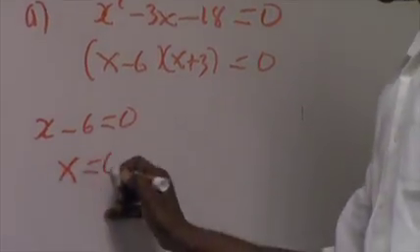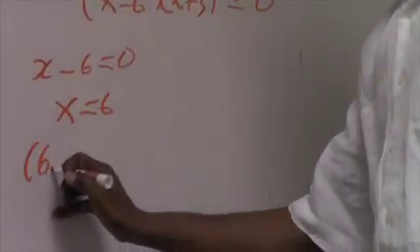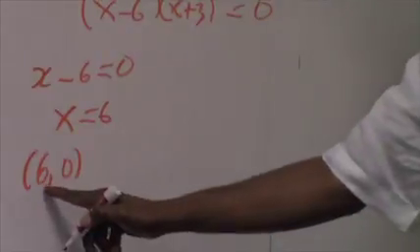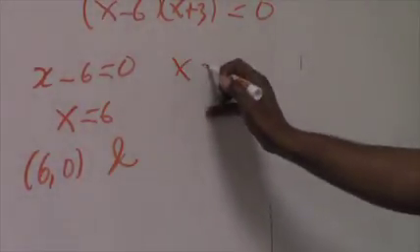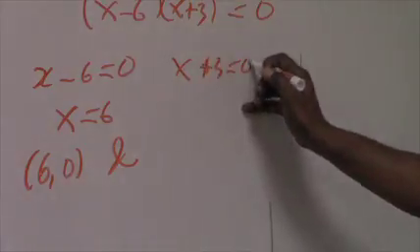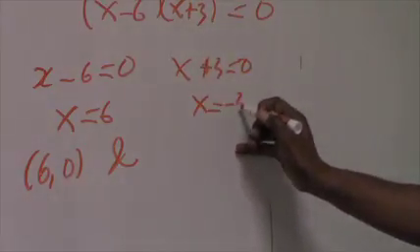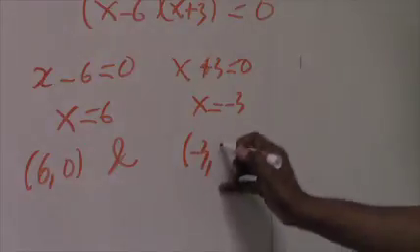So x equals 6. So one of our x-intercepts would be 6 comma 0, because at the x-intercept y is 0. And the other x-intercept would be x plus 3 equals 0. That would be x equals negative 3. Again, that would be negative 3 comma what?